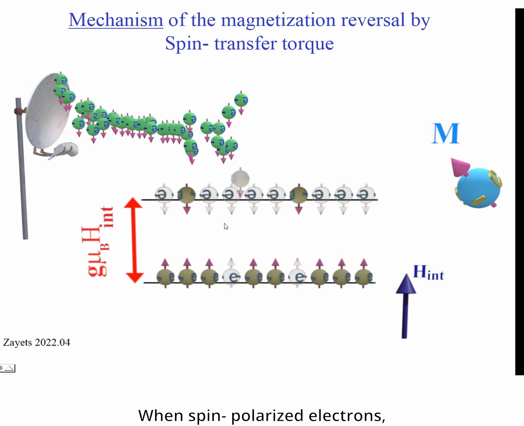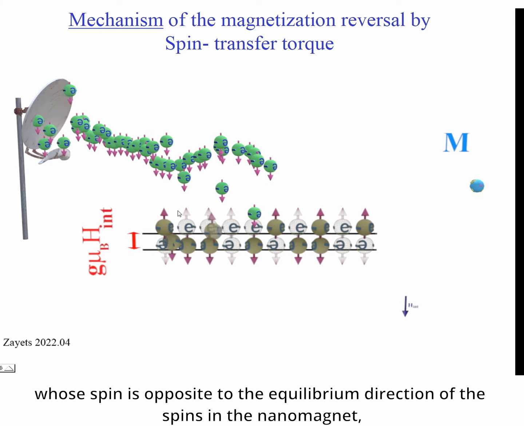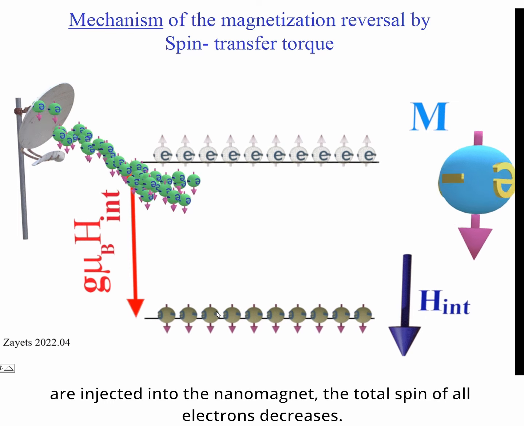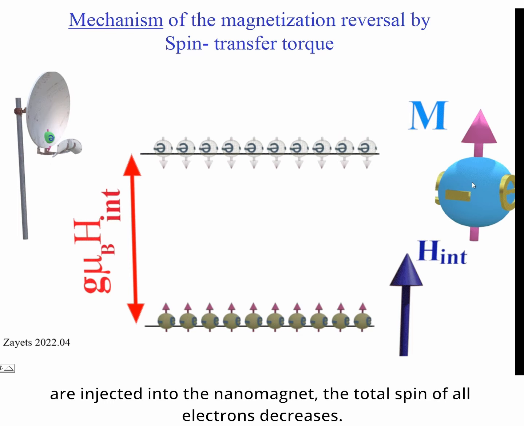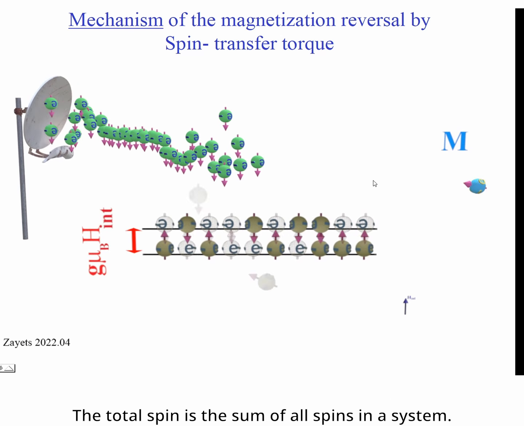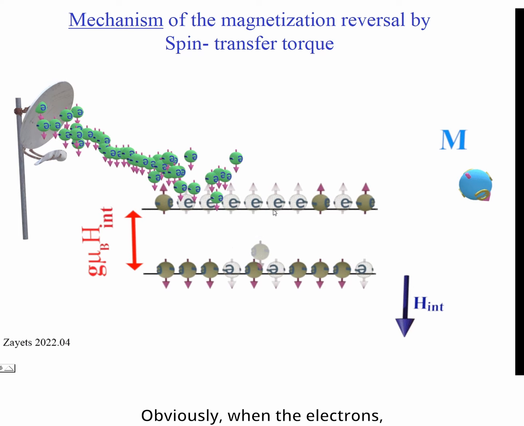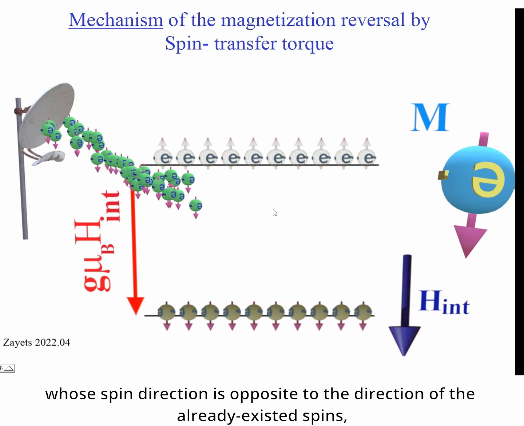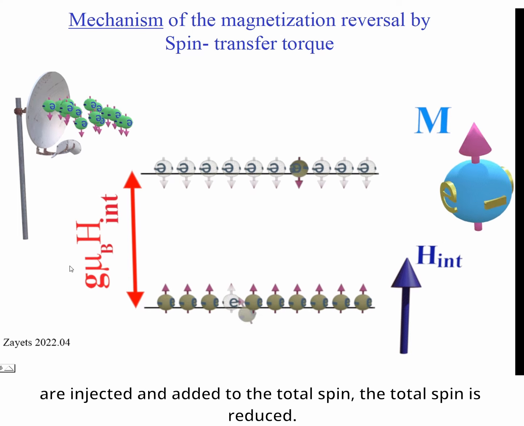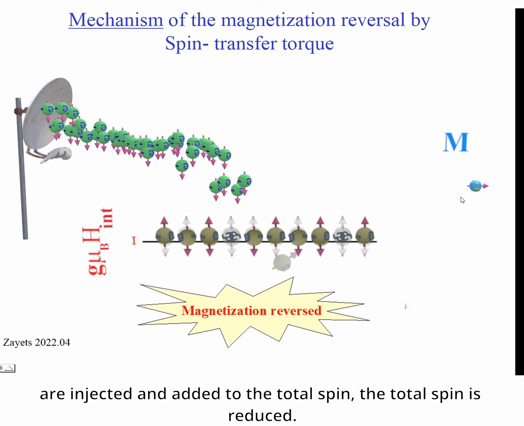When the spin-polarized electrons whose spins are opposite to the equilibrium direction of the spins in the nanomagnet are injected into the nanomagnet, the total spin of all electrons decreases. The total spin is the sum of all spins in a system. Obviously, when electrons whose spin direction is opposite to the direction of the already existing spin are injected and added to the total spin, the total spin is reduced.